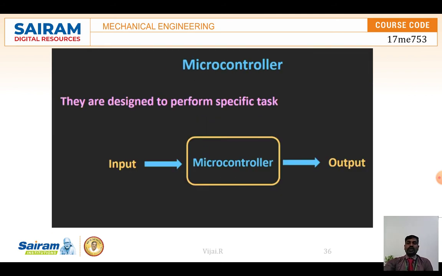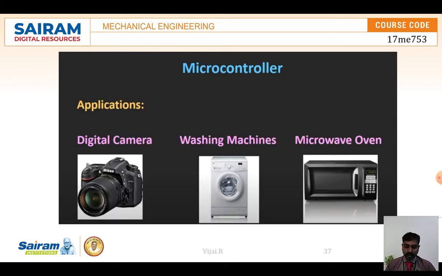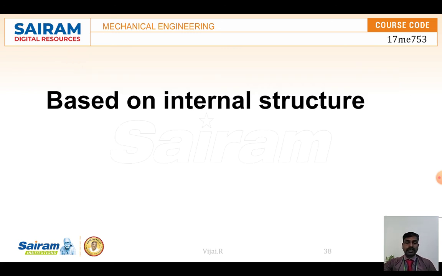So microcontrollers are designed only for a particular task. It's not like microprocessors. A microcontroller will be used only for a particular task, like an automatic camera, washing machine, and microwave oven, where only one type of function can be done. It's not like a computer where we do multiple functions. So, this is based on the internal structure.